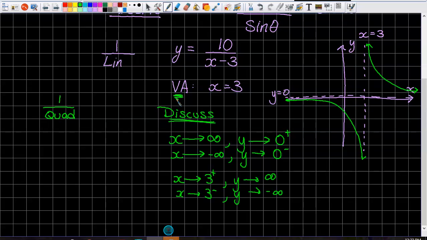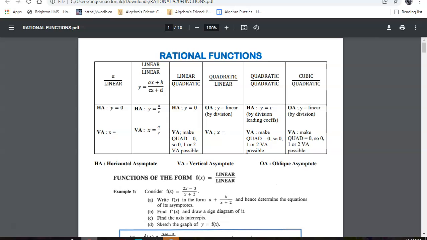Okay. What about our horizontal? One that I prepared earlier, this is on Daymap. When we have same on same, so linear on linear, that is when it would just be A over C is your horizontal. It's the leading coefficients divided by each other. Same as when we have quadratic, when it's quad on quad.